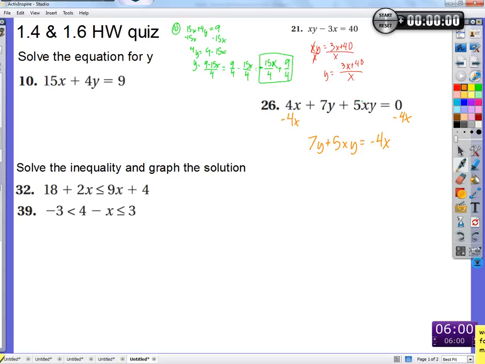At least in concept. We want to have the same terms together. We want to have the y terms, the terms that we want to solve for, together. We don't want to separate them by an equal sign, one on one side and the other on the other side. So we do have them on the same side, but now what do we do about it? Like, it's not 2y plus 3y, it's 7y plus 5xy.